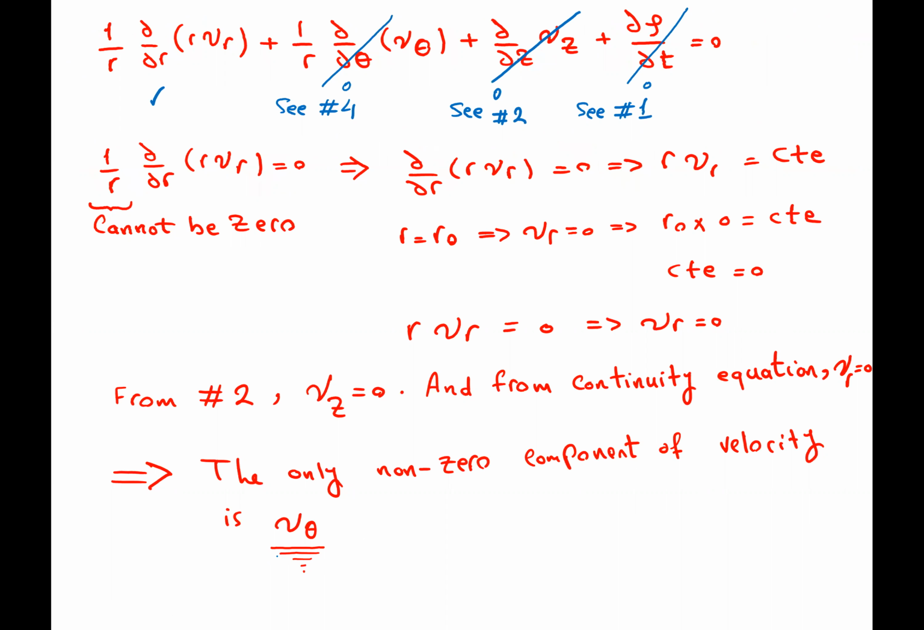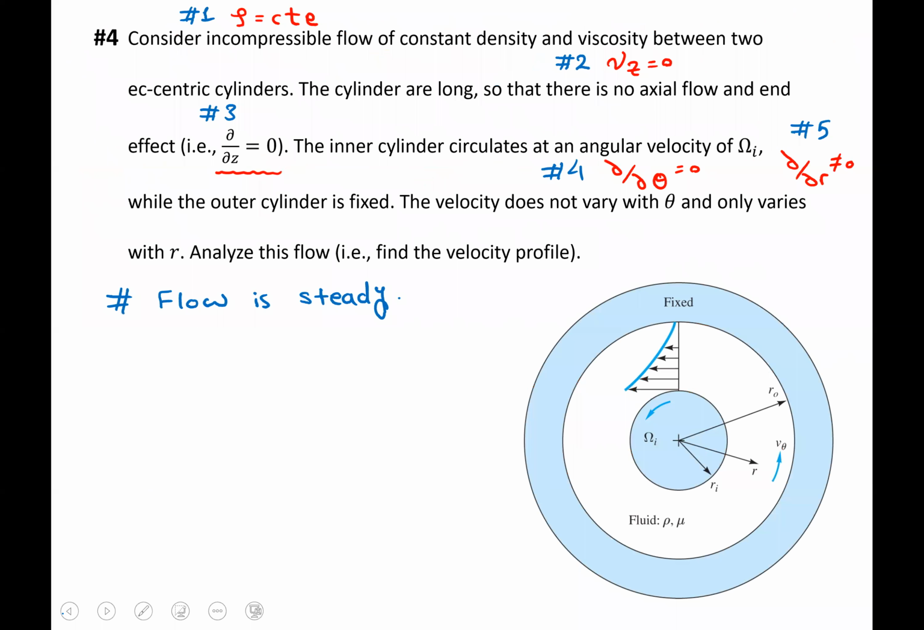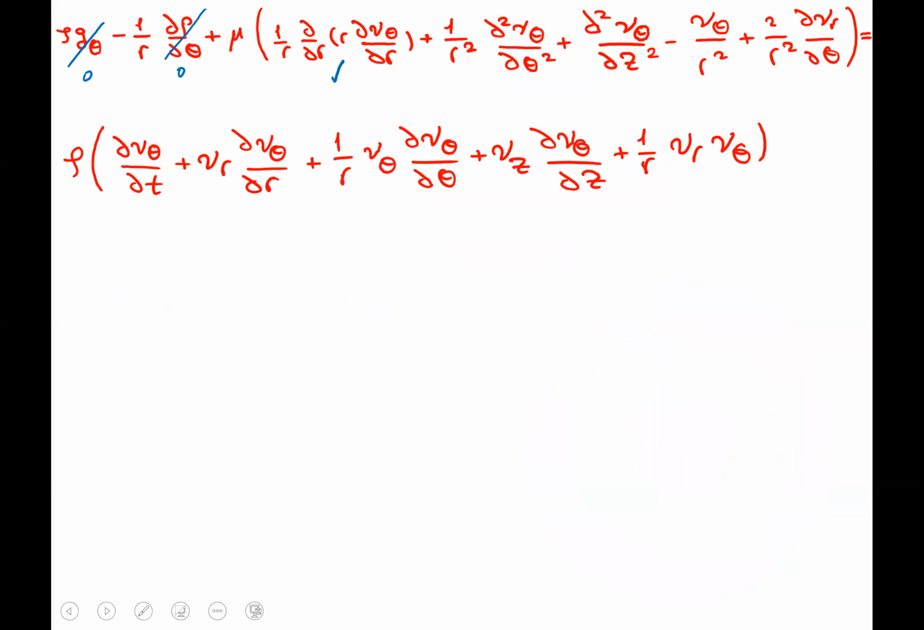We have v theta. And then we also have variation with respect to r, because if you look at number 5, it says the first derivative with respect to r is not 0. Velocity in theta direction is not 0. So the first derivative of velocity in theta direction with respect to r is not 0. And that's why I have to leave this term.